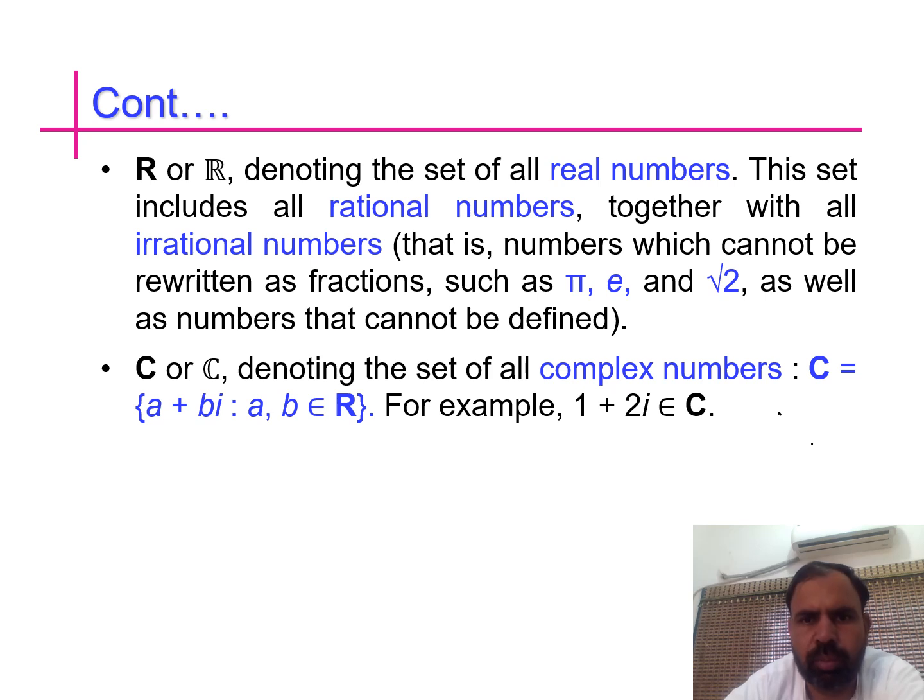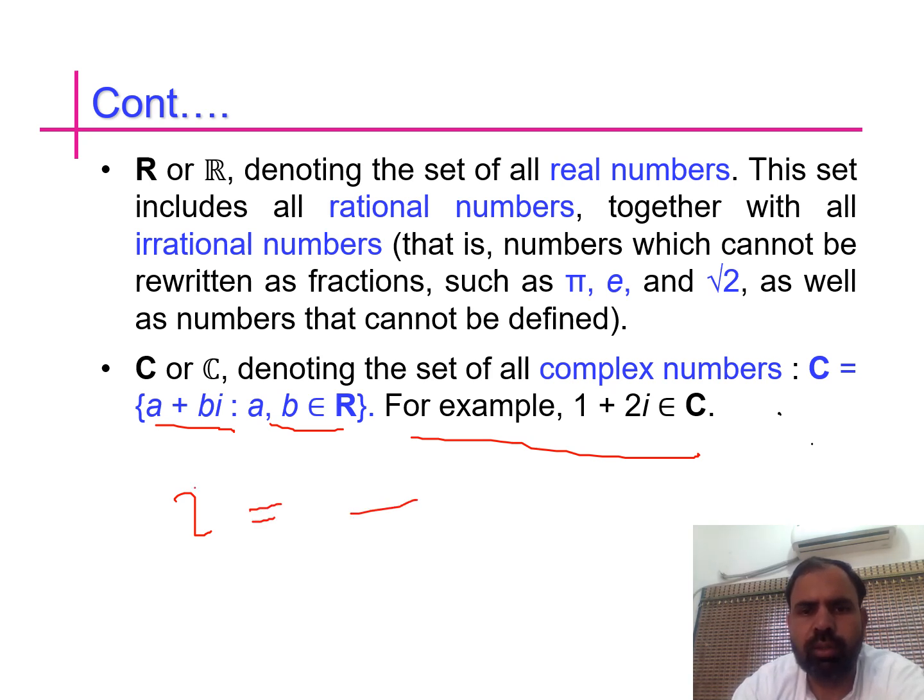C denotes the set of all complex numbers. Complex numbers may be defined as a + bi, where i is the imaginary unit and a, b both belong to the real numbers. For example, 1 + 2i is a complex number, it belongs to C, and i is equal to the square root of minus 1, and if we write i squared, it's equal to minus 1.